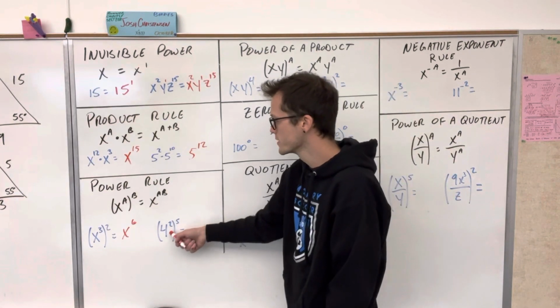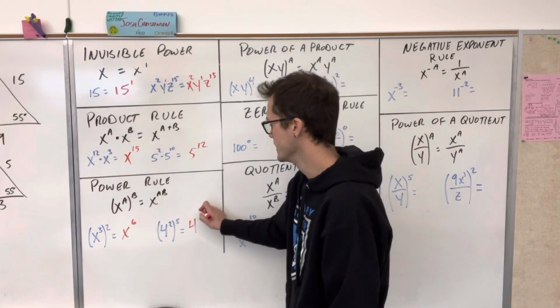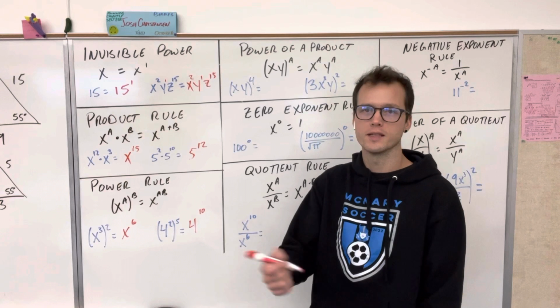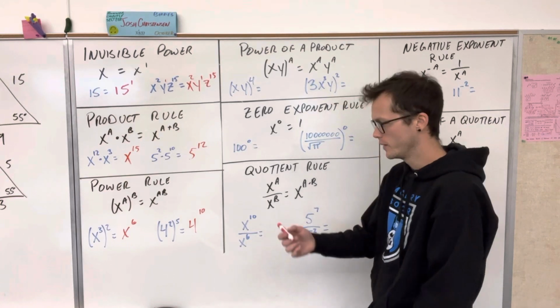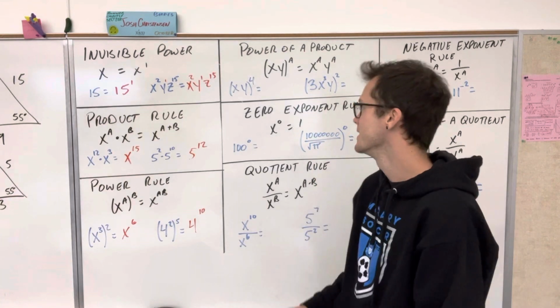Okay, now here we have 4 squared to the 5th power. That is 2 times 5 is 10. So that's 4 to the 10th power. And again, we could simplify that by calculating 4 to the 10th power. You can grab your calculator and make that happen. Please don't make the mistake of doing 4 times 10. That is not 4 times 10.